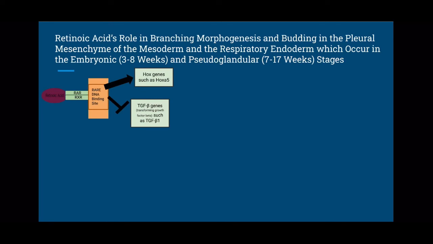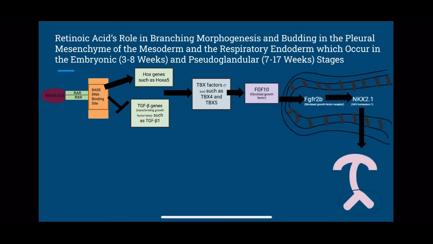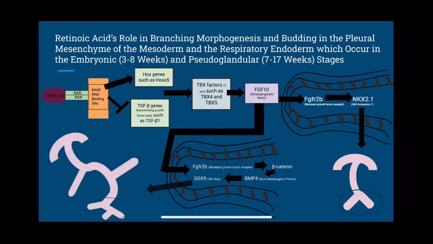Retinoic acid inhibits or downregulates transcription of target genes like the TGF-beta genes, or transforming growth factor beta genes, such as TGF-beta 1. It also induces or upregulates HOX genes such as HOXA5. These steps activate T-box transcription factors such as TBX4 and TBX5, which activate the fibroblast growth factor signal, or FGF10. FGF10 activates FGFR2b, or fibroblast growth factor receptor 2b, which activates the NK2 homeobox 1 or NKX2.1. This leads to budding in the pleural mesenchyme of the mesoderm and the respiratory endoderm during the embryonic stage.